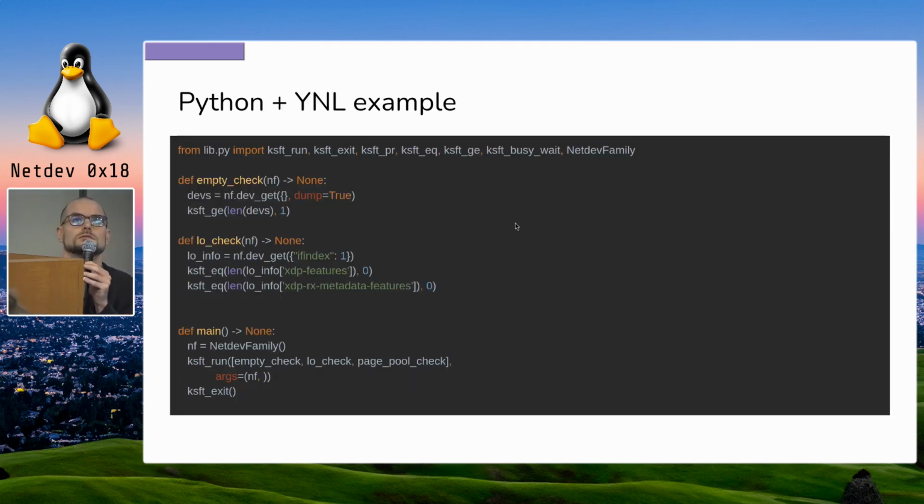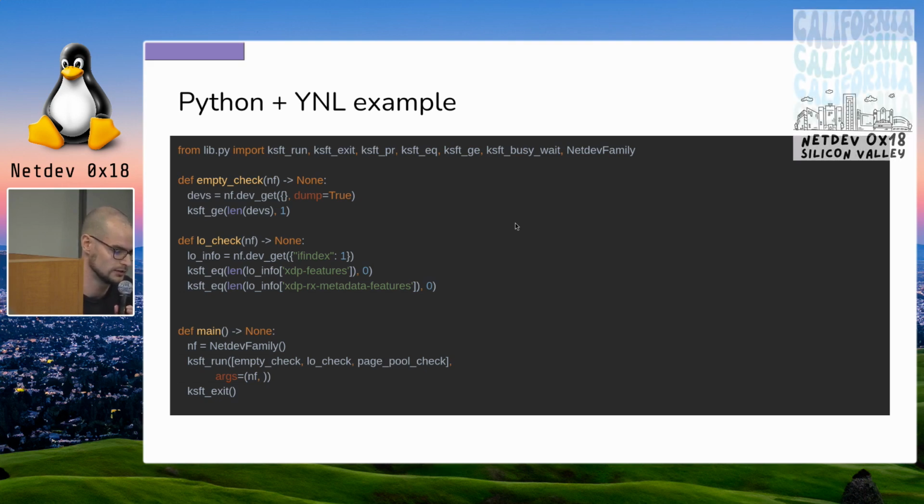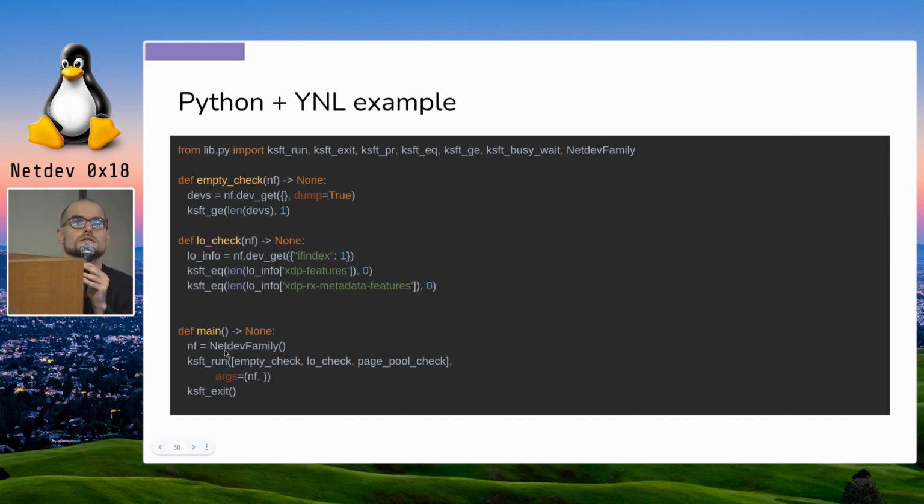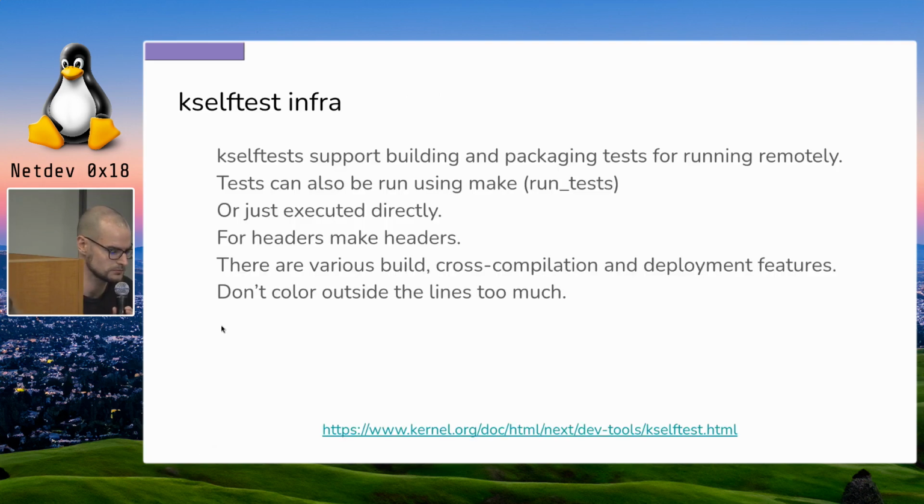Maybe let me jump to the example. So this is how our actual real tests for, I think, XDP features look. For anyone who knows Python, hopefully this is very straightforward. We added a couple of macros and functions to do asserts, and then there's this ksft run function that executes the tests in the list, and again there's support for netlink. You can use raw netlink using the YNL infrastructure.